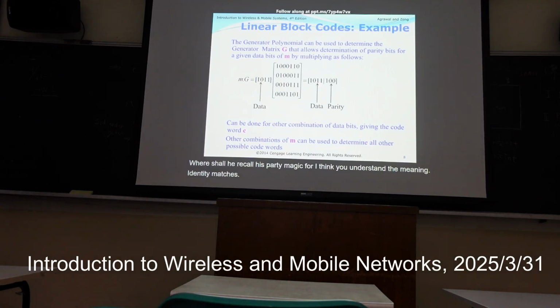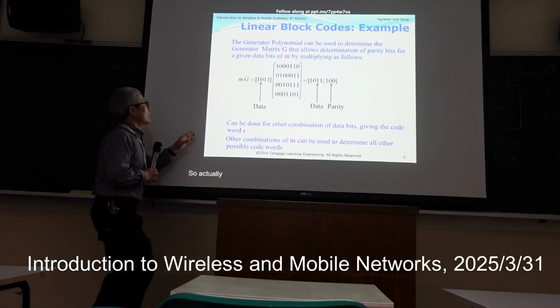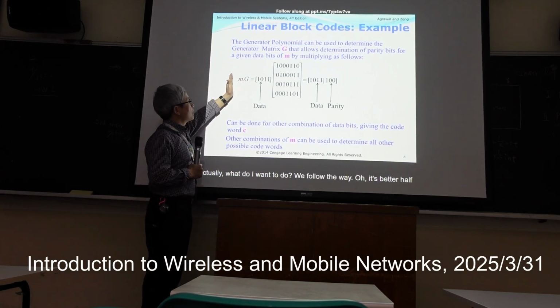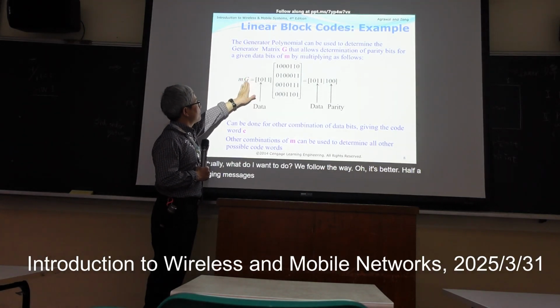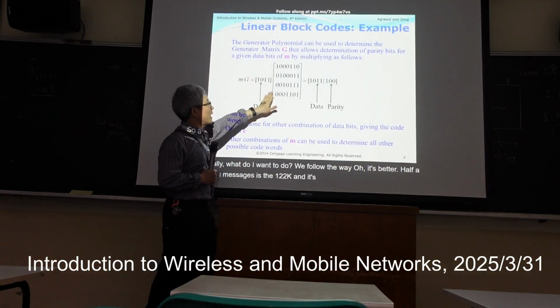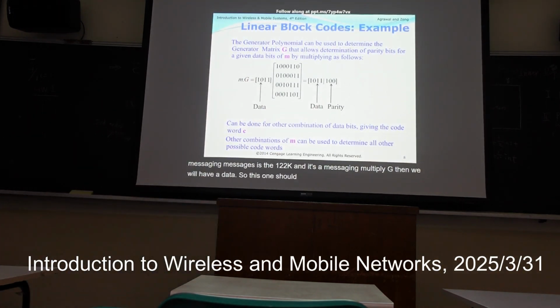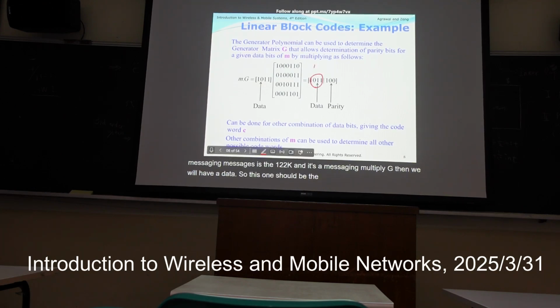So actually what we want to do is this: you have a message. The message is 1 to K. And the message multiplied by G, then we will have the data. So this one should be the original one, and this is the parity.